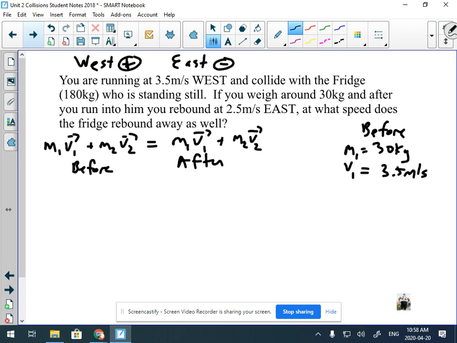Okay? All right. Now, the Fridge before weighed 180 kilograms, and wasn't moving. 0. Okay, that's going to be important when we start looking at the math.